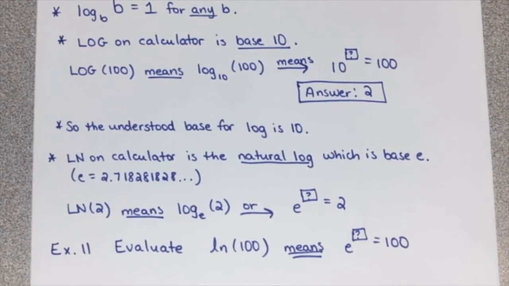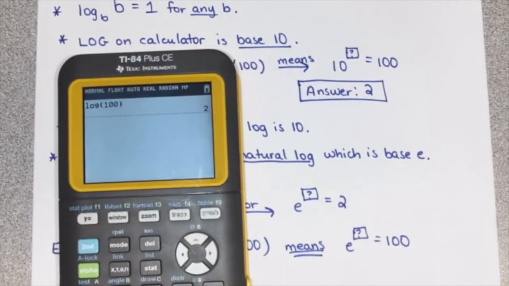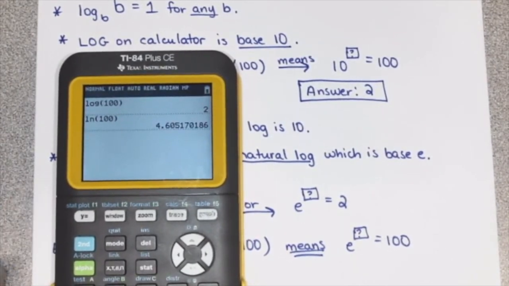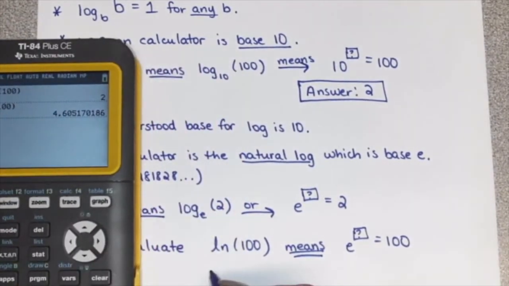Notice that's probably not something I could do in my head, right? Because again, e is not a pleasant number. So we're going to use the calculator for it. So we're going to do natural log of 100 right under where we did log of 100. And notice we're going to get that the answer for natural log of 100 is approximately 4.605.